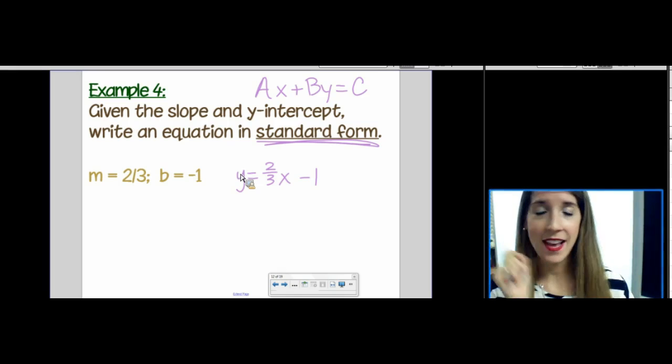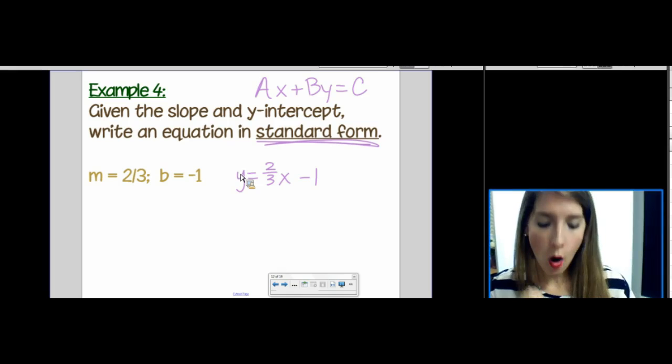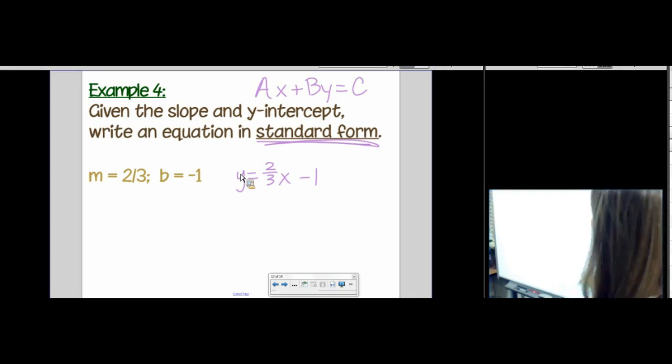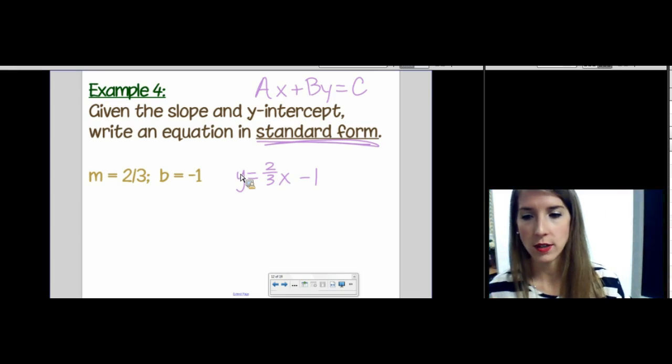The x can't be negative and no fractions. Let's always agree to get rid of fractions first. If you ever have fractions, that should be the first thing you do: get rid of fractions. So how would I get rid of a fraction that's 2/3?